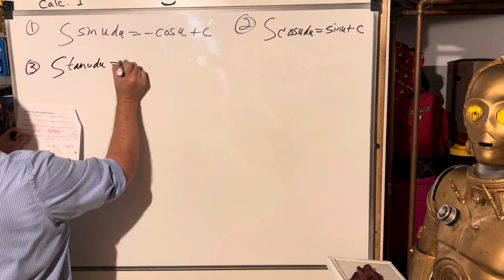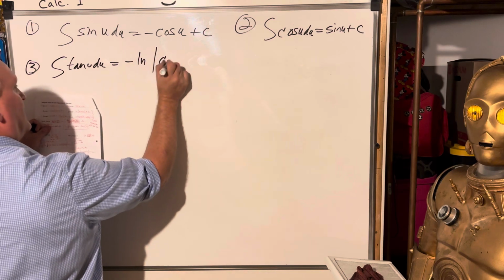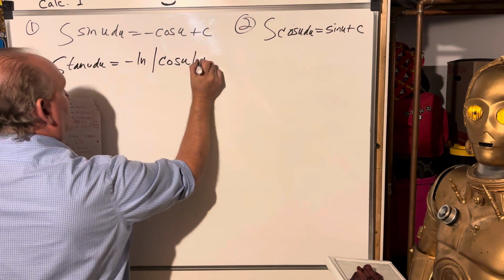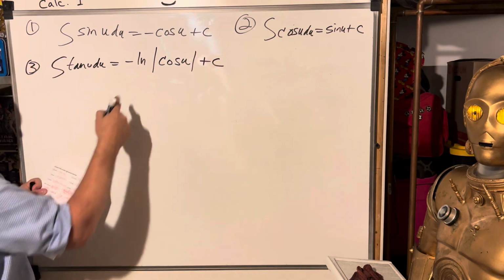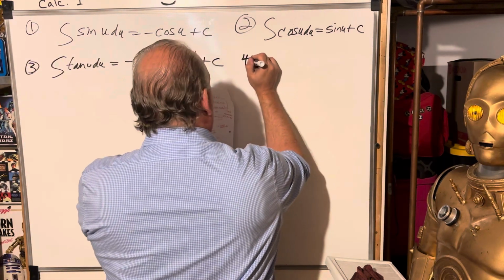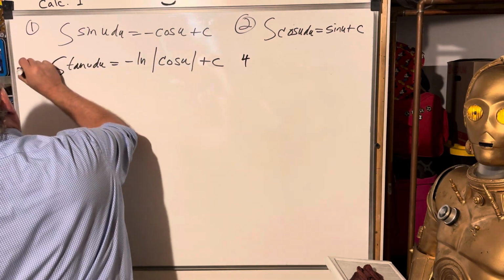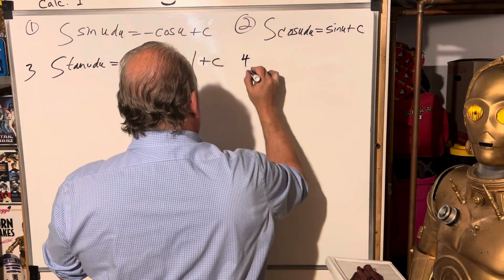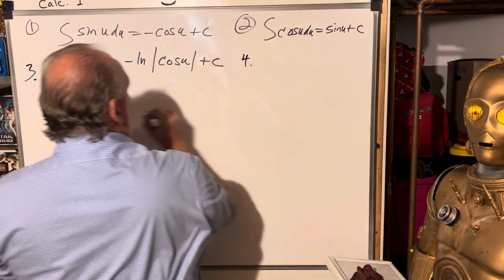The integral of tangent u du is equal to negative ln of the absolute value of cosine u plus c. We actually did that one in the notes, but you don't have to know it. Don't circle that one. 3, 4. Don't circle 4. Don't circle 3.